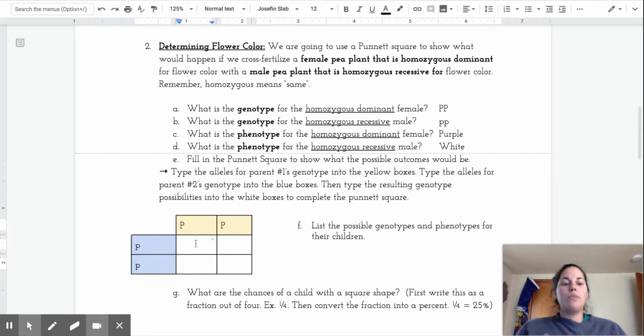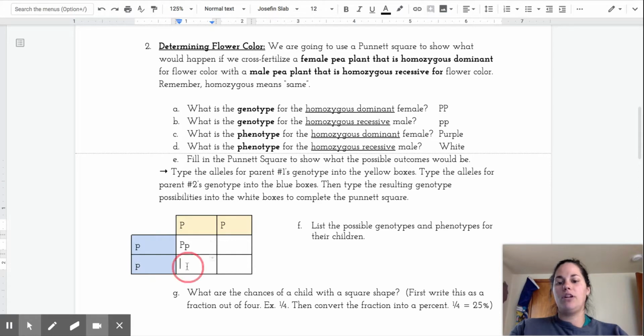Then to complete the Punnett square, we're going to take the allele from this box and the allele from this box to fill in this possible outcome. So this possible outcome for this offspring would get 1 uppercase or dominant allele from the mom and 1 recessive allele from the dad. Now, if we needed to fill in the next box down, we would again look at this allele and then this allele.